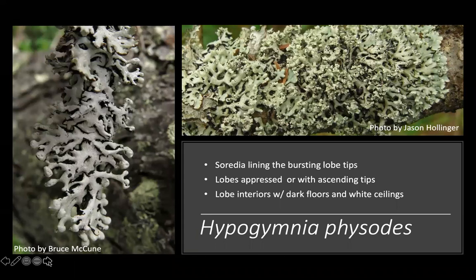Okay, then we have Hypogymnia physodes. This is one we'll be working with in lab this week. We'll have soredia lining the bursting lobe tips, so soredia on the lobe tips, as you can see here, along the tips. The lobes are appressed or with ascending tips, and the lobe interiors have dark floors but white ceilings. Again, that's Hypogymnia physodes. Okay, that's it for the leaves.